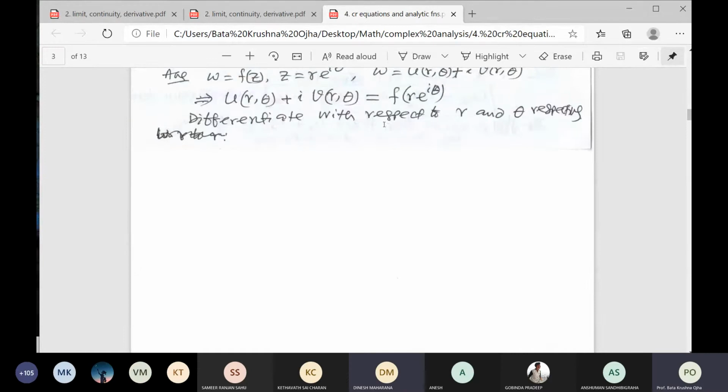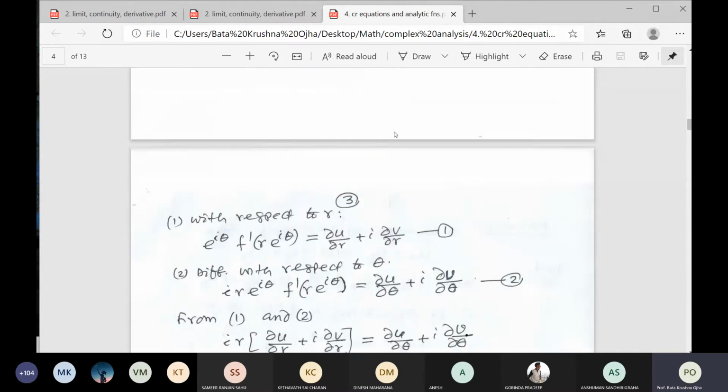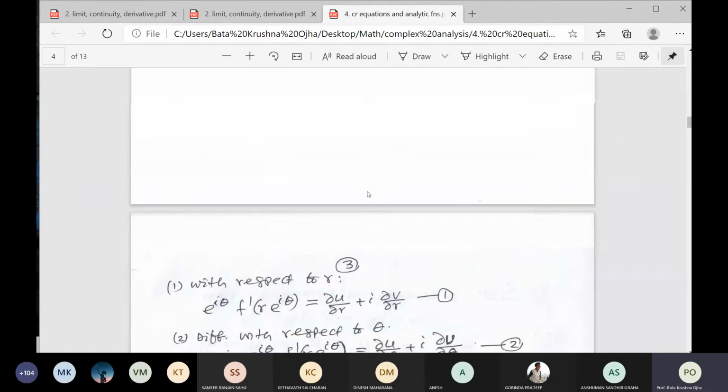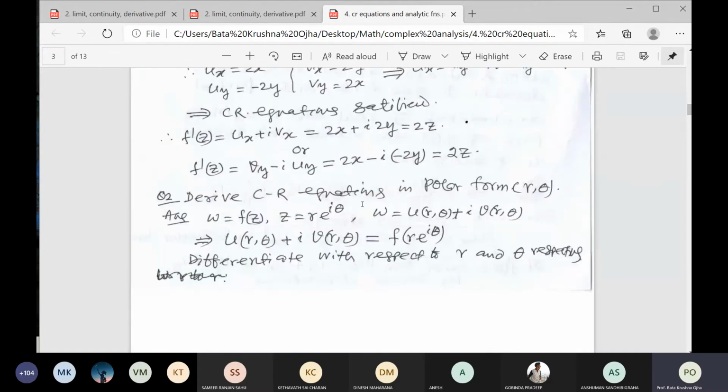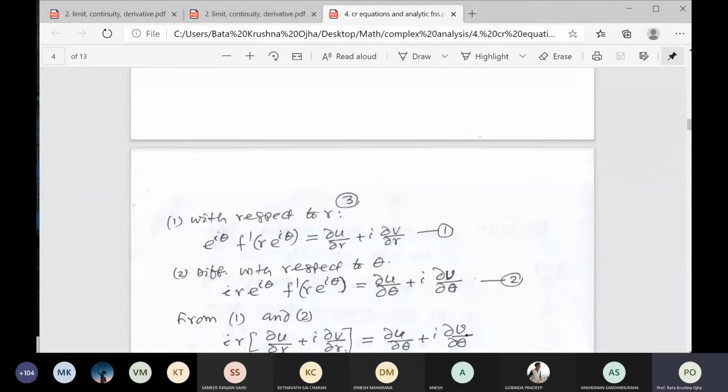You differentiate with respect to r. So your left side will be u_r plus i v_r, but the right side will be, what the right side? Theta is constant, so e to the i theta f dash of r e to the i theta. That is equation 1.